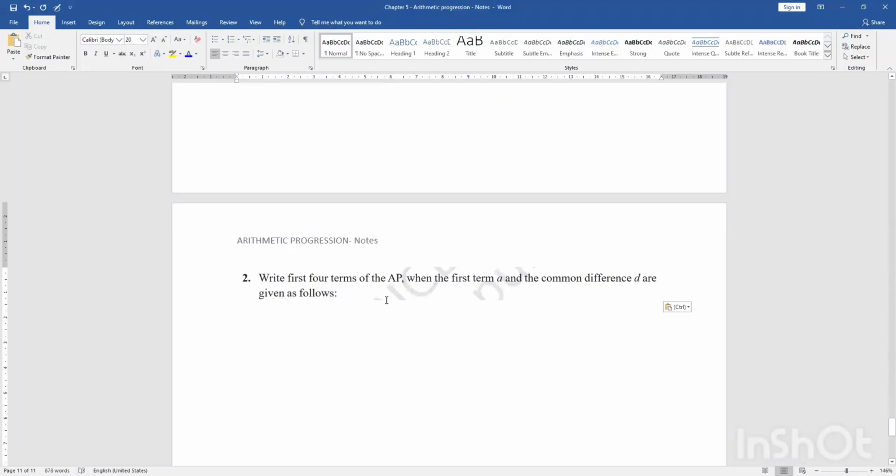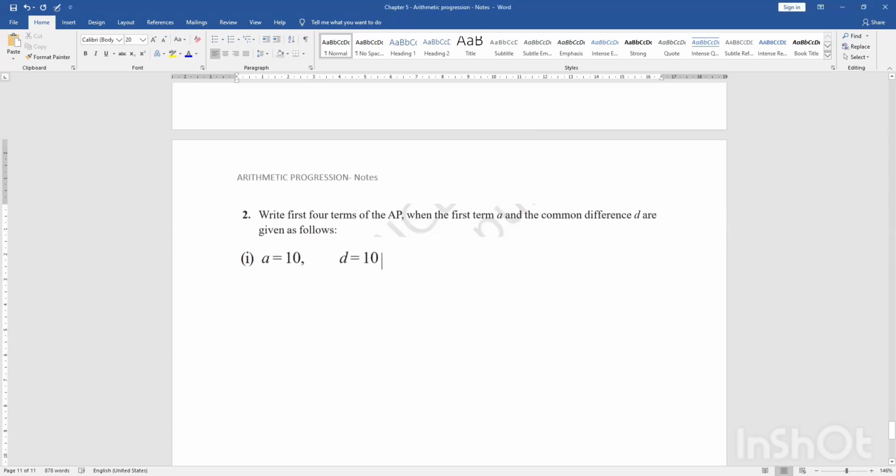Write the first four terms of AP when the first term is A and common difference is D are given as follows. So now we have the first problem for this. I have been given the first term and the common difference D. So the first term is 10 and common difference D equals 10. Okay. So now what is given here? Given we have A equals 10 and D equals 10.